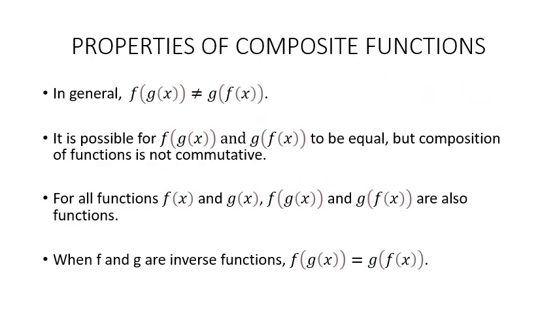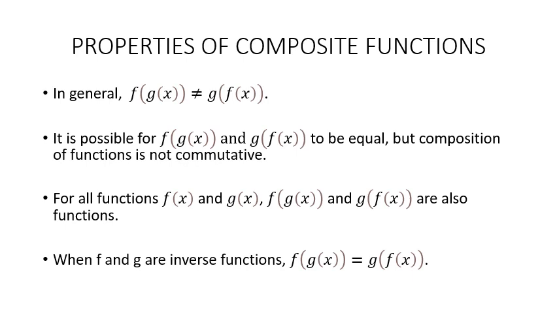Here are a few important and less important properties of composite functions. The first one you've already seen. In general, f of g of x is not going to be the same as g of f of x. So if you think you can avoid a bit of work by computing a composite function one way and assuming that it will be the same using the opposite functions, it will most likely not be the same. It's possible for them to be equal, but composition of functions is one of those math operations that is not commutative. It does matter which one comes first.